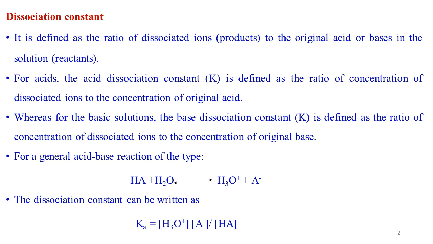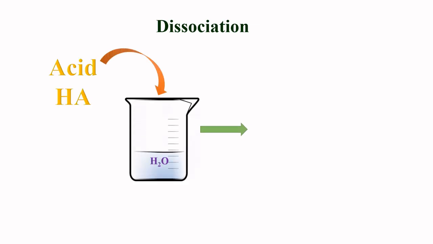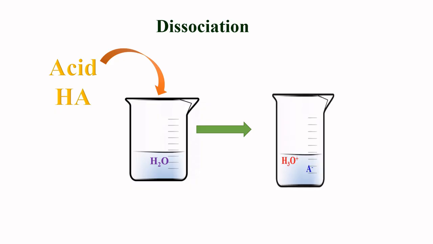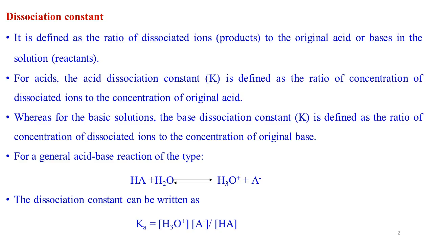For a general acid-base reaction of the type HA reacting with water in equilibrium to produce H3O+ and A-, the dissociation constant can be written as Ka equals the concentration of H3O+ times the concentration of A- divided by the concentration of HA. Dissociation of weak acids.